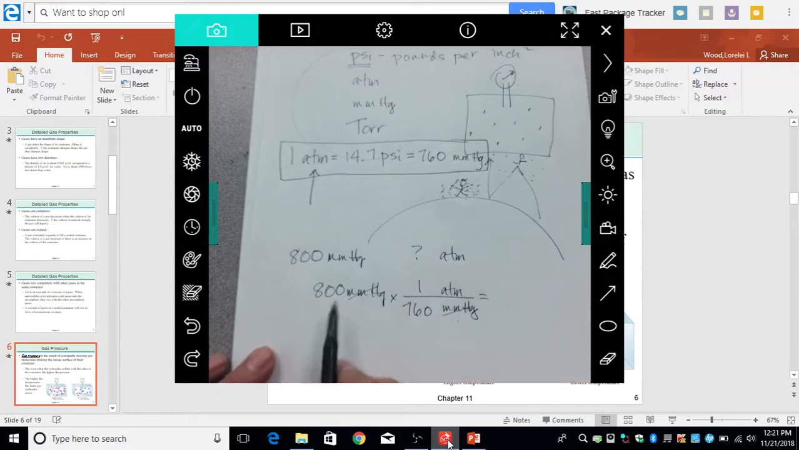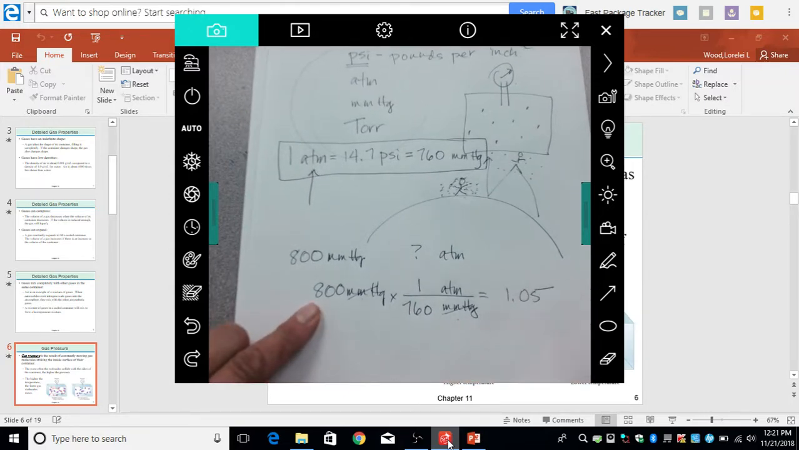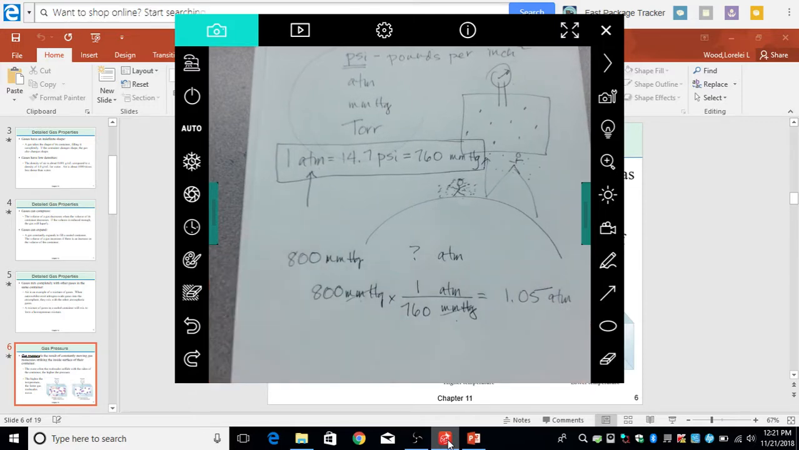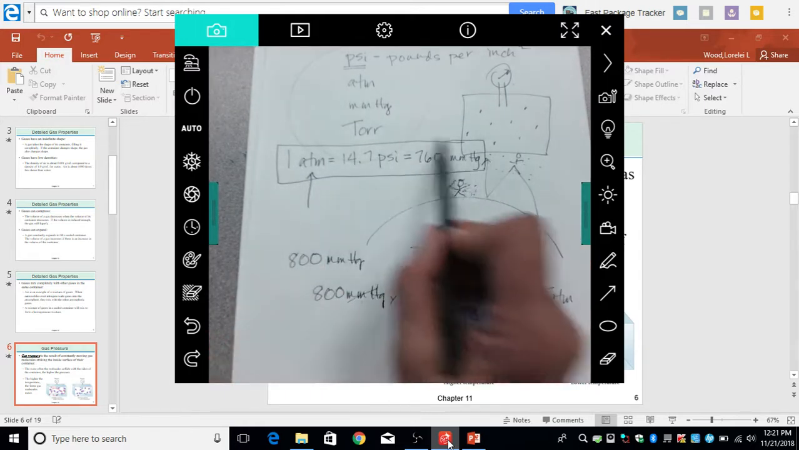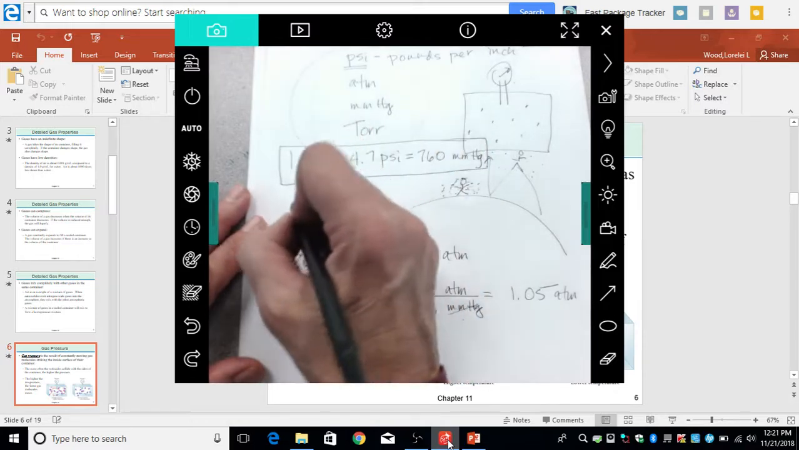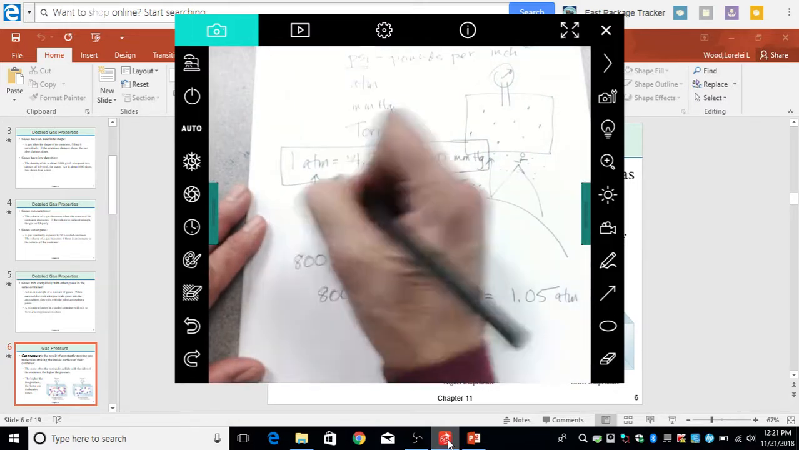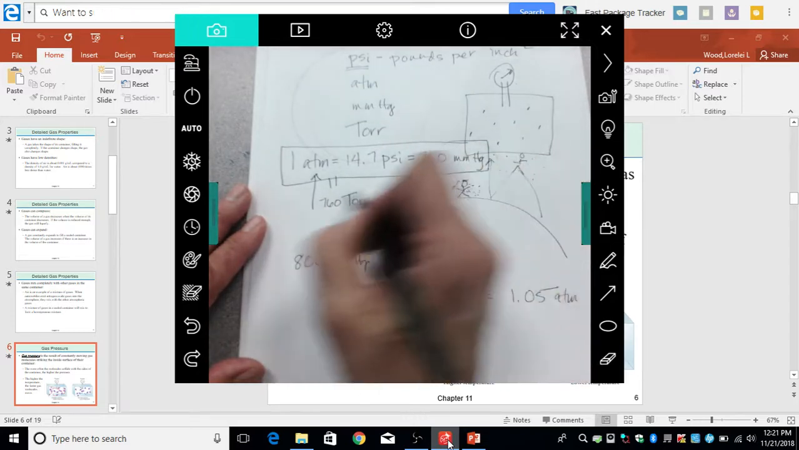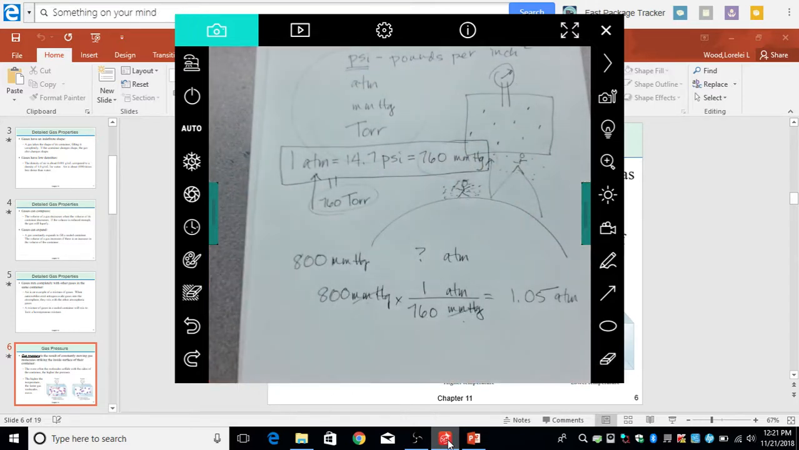So now in my calculator, I'm going to punch in 800 divided by 760, and that gives 1.05 ATMs. All right, so you may have to make conversions between units of pressure, but these are the three big units that we use. Oh, and all of these are also equal to 760 torr. So torr and millimeters of mercury are about the same.